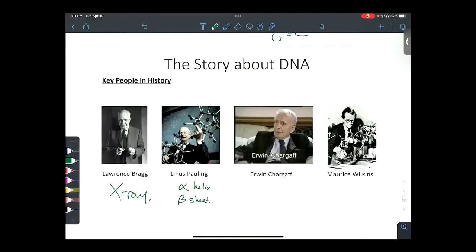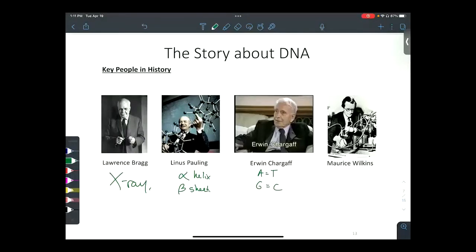Erwin Chargaff, we just saw him. He got the whole A equals T, G equals C thing going on there. He was basically credited with this to get the whole idea of the double helix of DNA. So together with this idea that the purines and the pyrimidines go together when forming your double helix, all of those ideas were put together to get the structure of DNA.